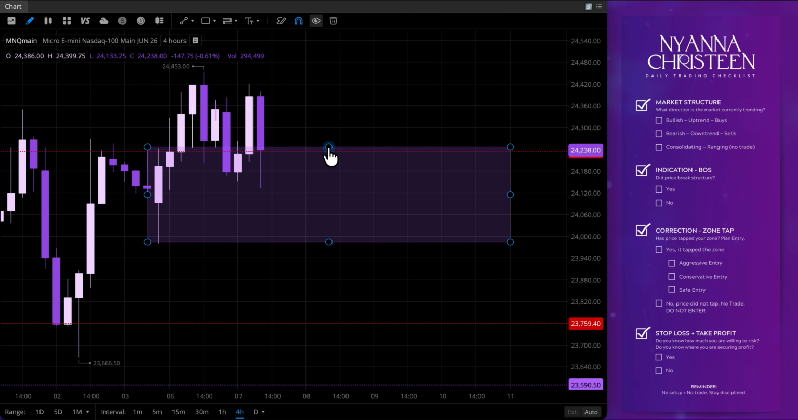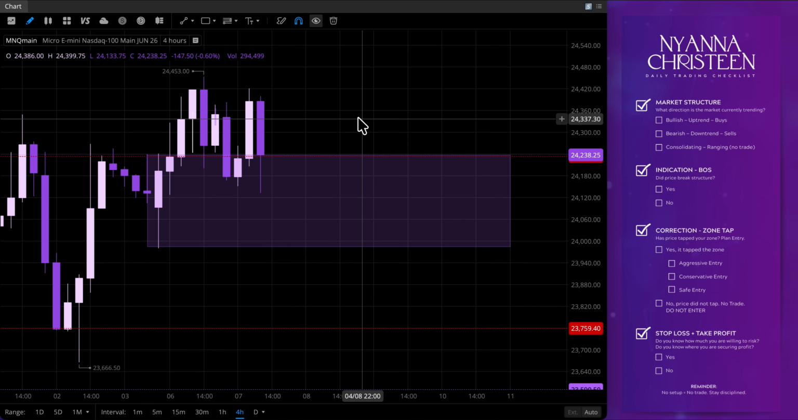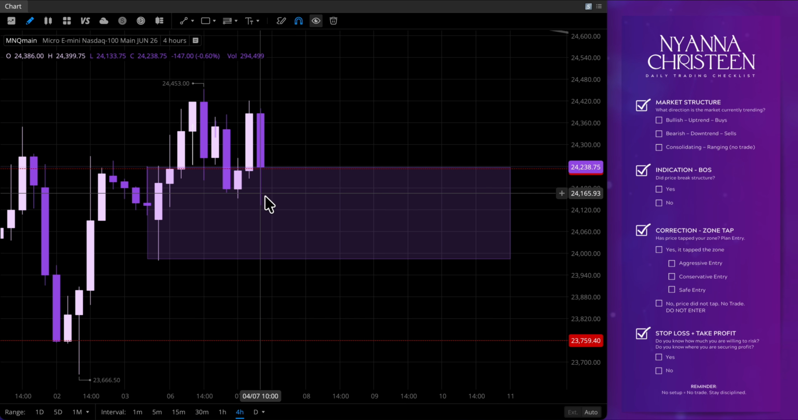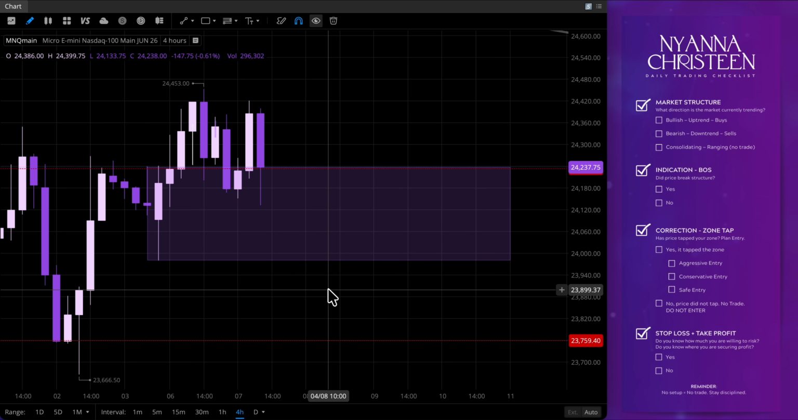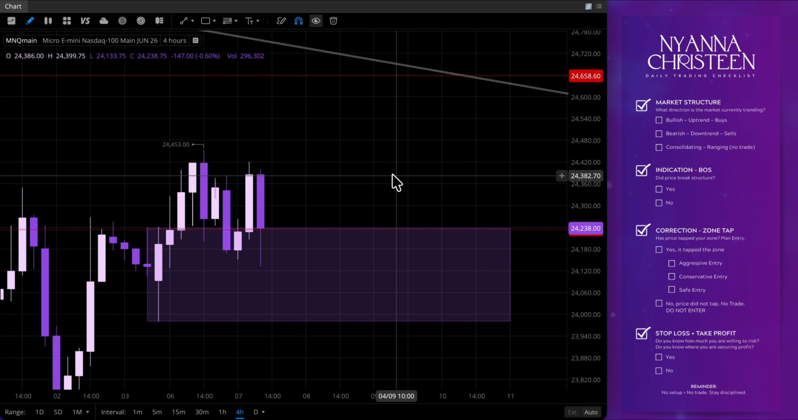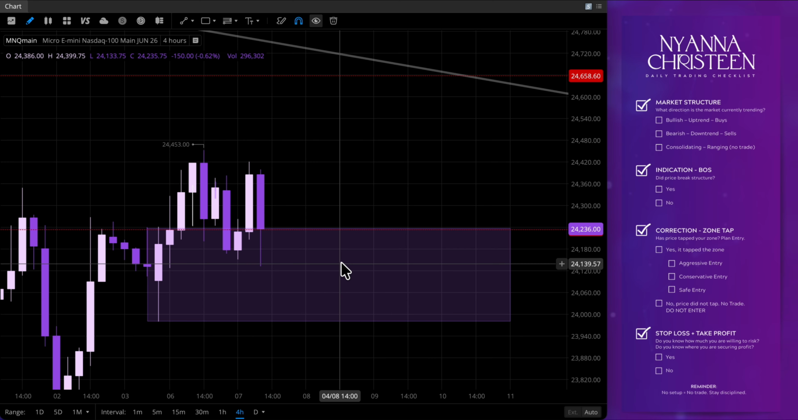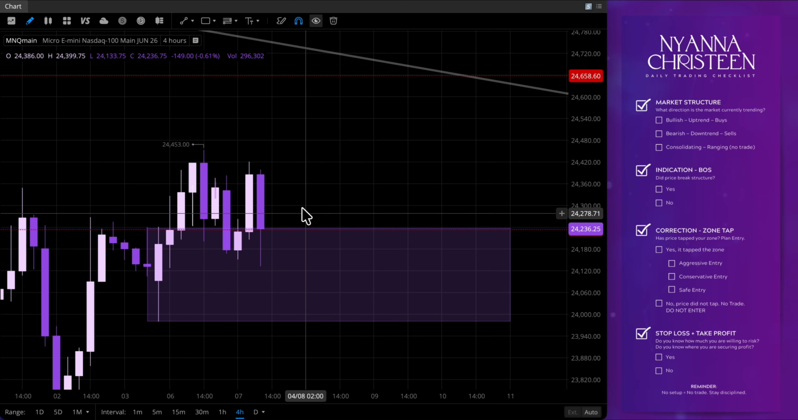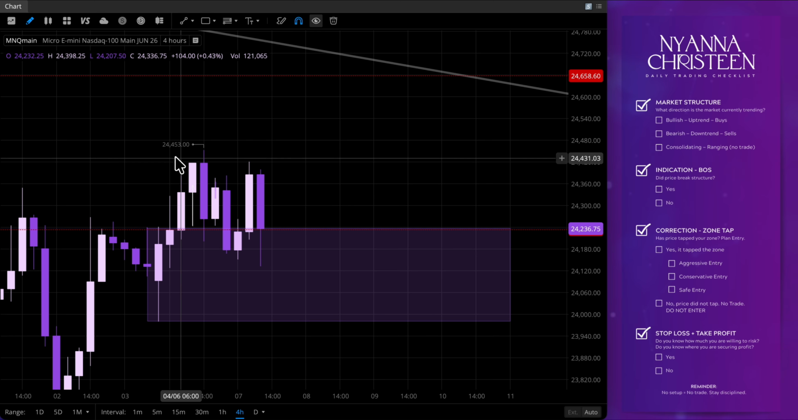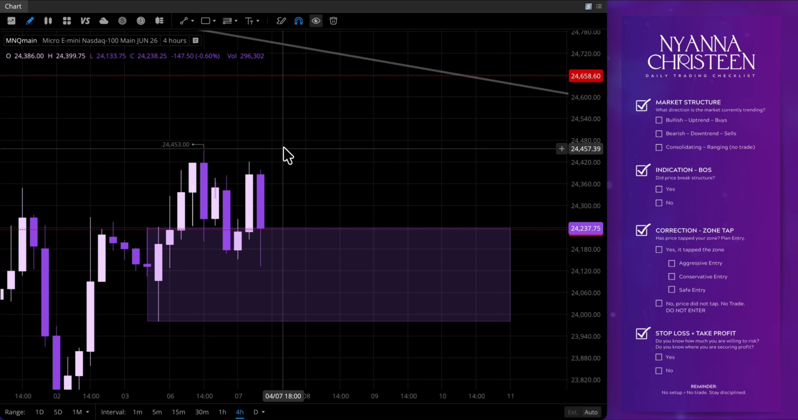Just to clean it up. So yes, on the 4 hour, we tapped. And technically what we would need to see is, we can look for two things. We could look for a close outside the zone. But since this is the higher time frame, I would want to see a little bit more. Or we could look for a breaker structure.